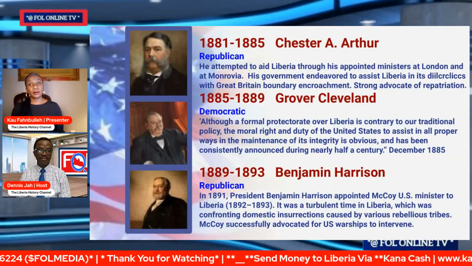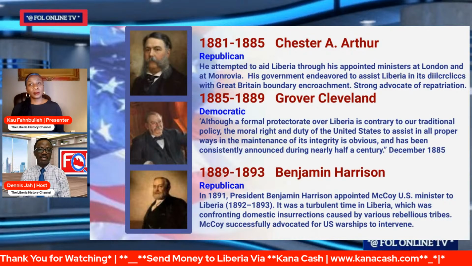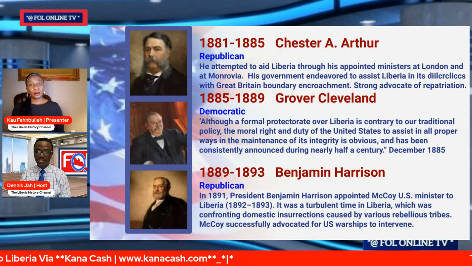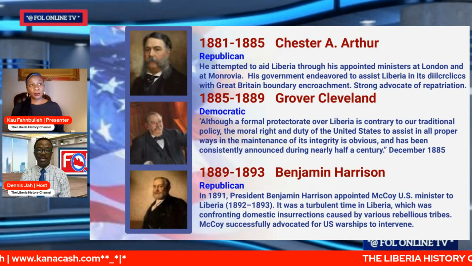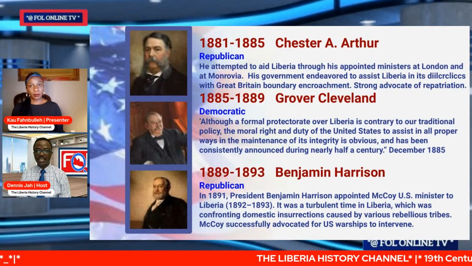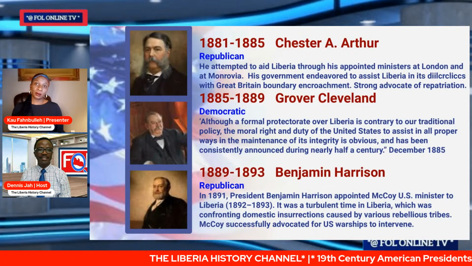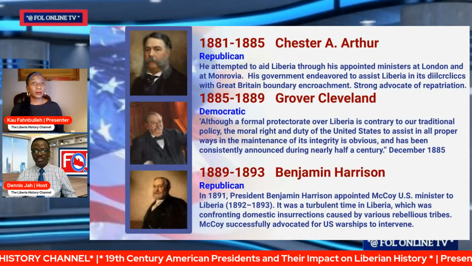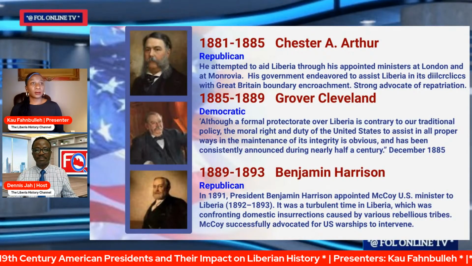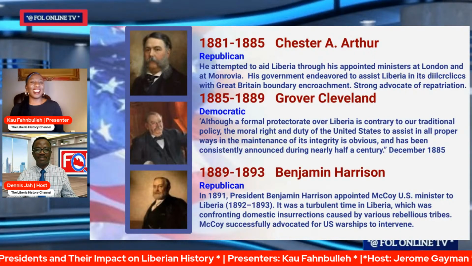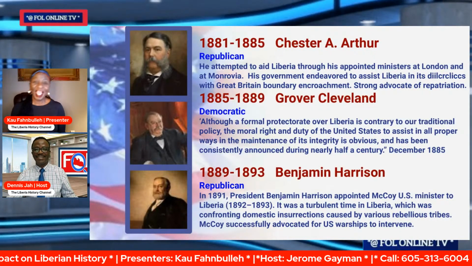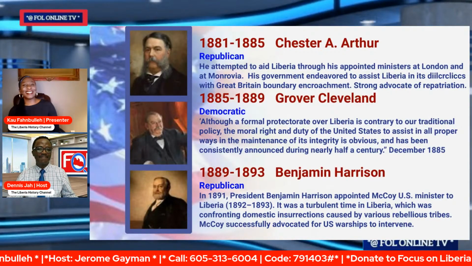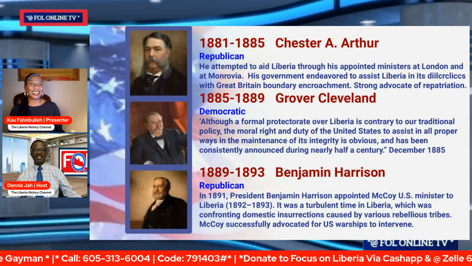1881 to 1885, Chester A. Arthur, Republican. He attempted to aid Liberia through his appointed ambassadors or ministers at London and at Monrovia. His government endeavored to assist Liberia with Great Britain's boundary encroachment, a strong advocate of repatriation. Sorry, it's deliberations. I don't know. I need a secretary, Dennis. Go ahead. So what liberation was he advocating for?